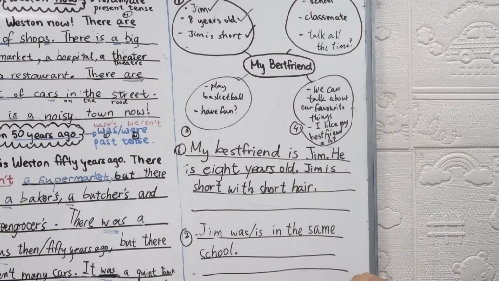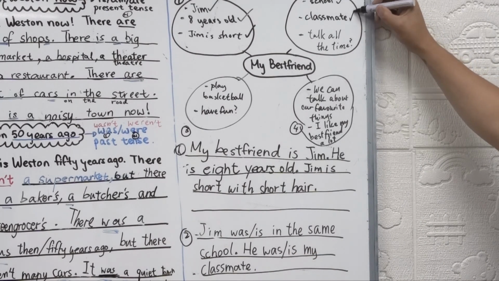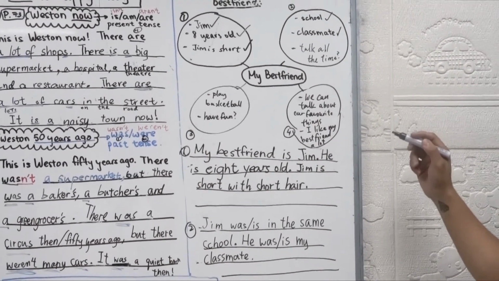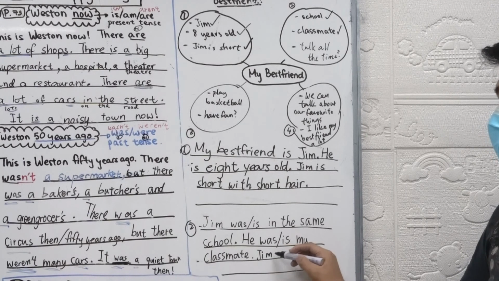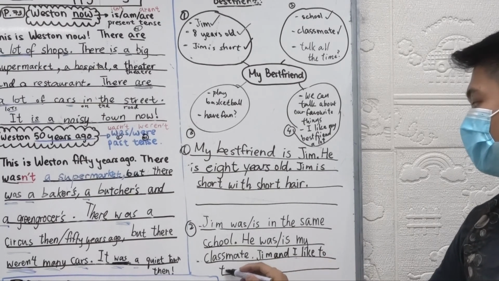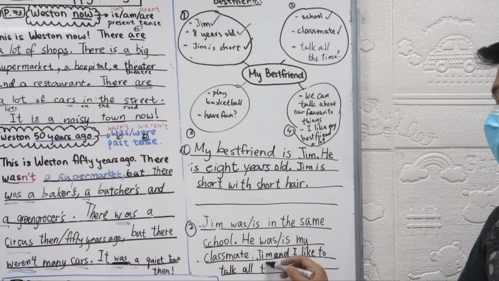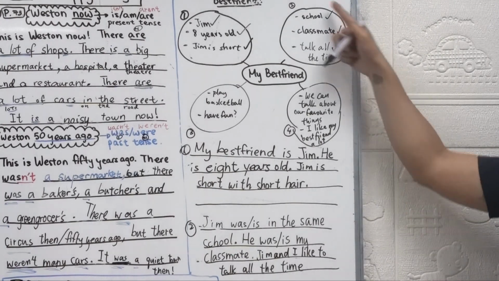So if he was in the same school, then he was your classmate, right? But if he is in the same school, then he is your classmate or schoolmate. You can say he was or is my classmate. So your best friend can be your classmate, right? Or your schoolmate. Okay? Full stop. So we've used school already. We met in school. He is or was my classmate. And then what do you do in the classroom all the time? Maybe you can say we talk all the time, right? So let's try to write that down. Jim and I like to talk all the time, right? So already finished. So paragraph 2 is already finished, right?